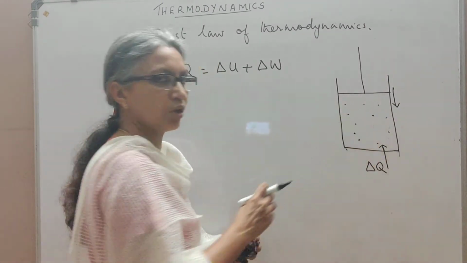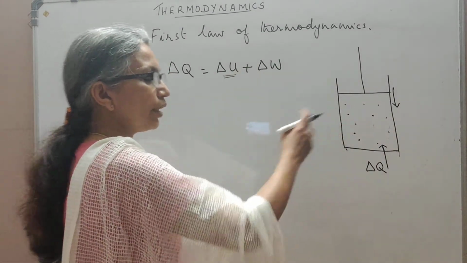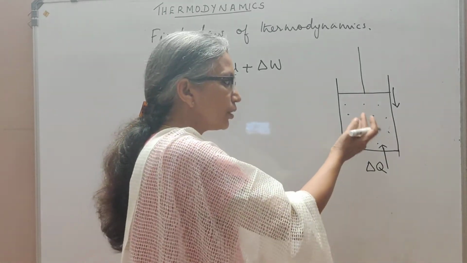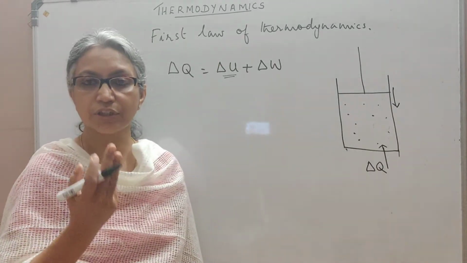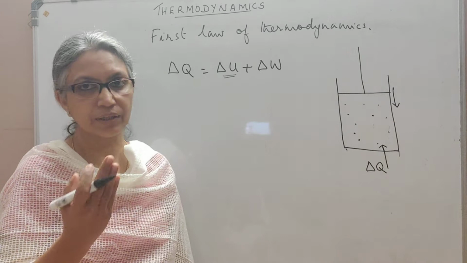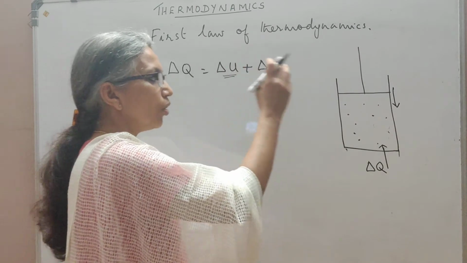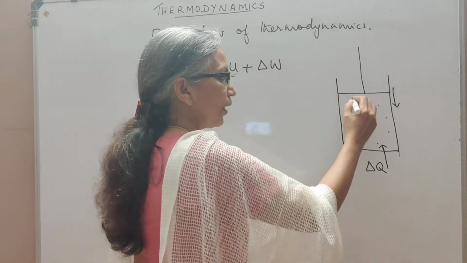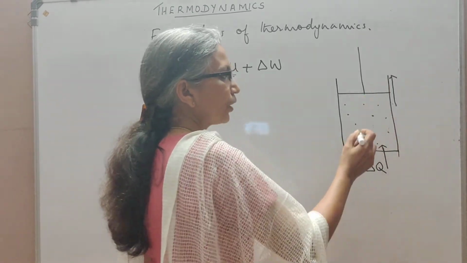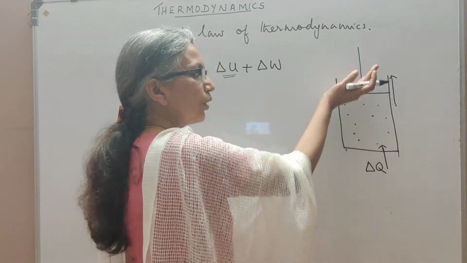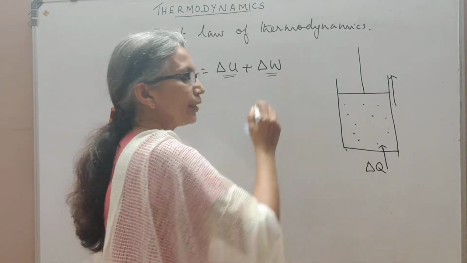This quantity of heat absorbed by the gas is used up for two things. One, to increase the internal energy of the system. That means the molecules gain the heat and thereby increase their kinetic energy, and the total sum of kinetic energy and potential energy is what we call internal energy. So there is an increase in internal energy. Also, the gas expands, pushing the piston up because it is absorbing heat. So this gas is now doing work on the environment. That is delta W.